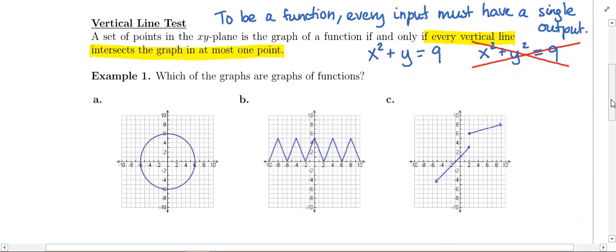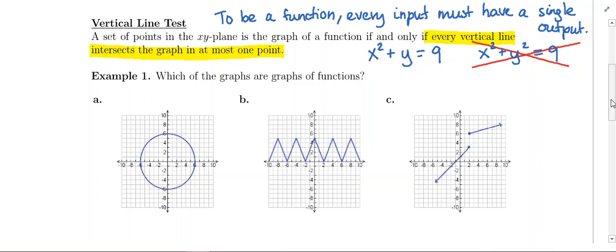So let me quickly explain how this vertical line test works. You're going to take your graph and imagine drawing vertical lines. Vertical lines, remember, those are lines that go up and down. So if there is at least one place where you can draw a vertical line on your graph and it intersects your graph in more than one point, then it is not a function. So that's what that yellow statement is telling you. So let's try example 1.